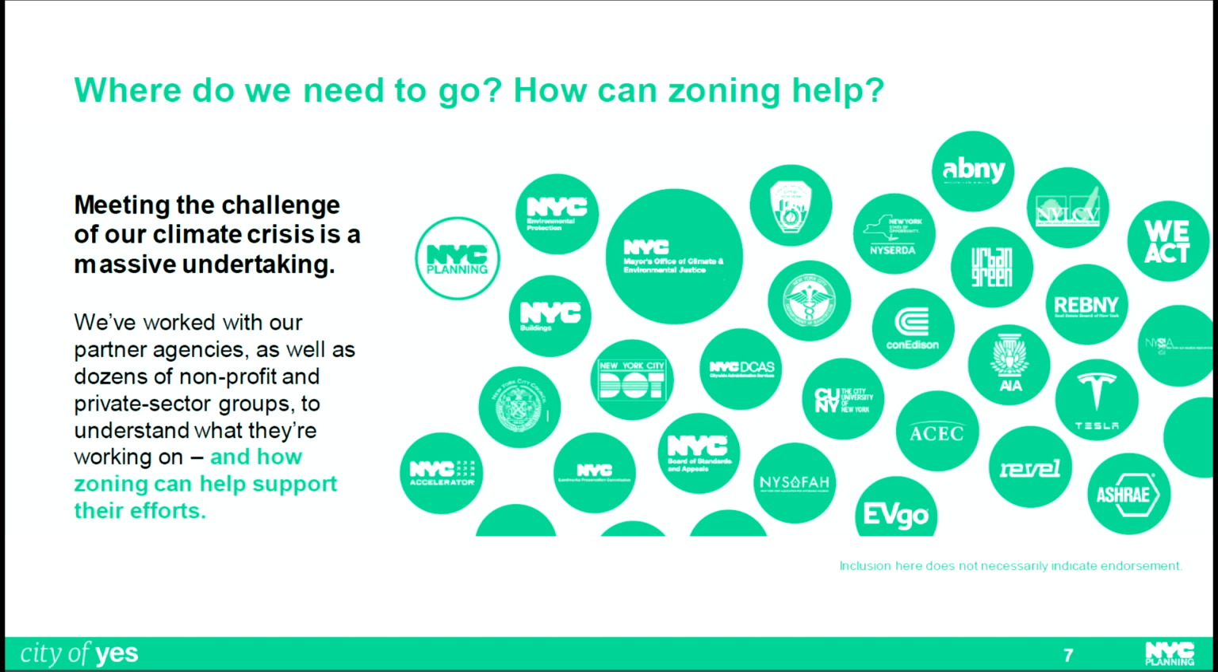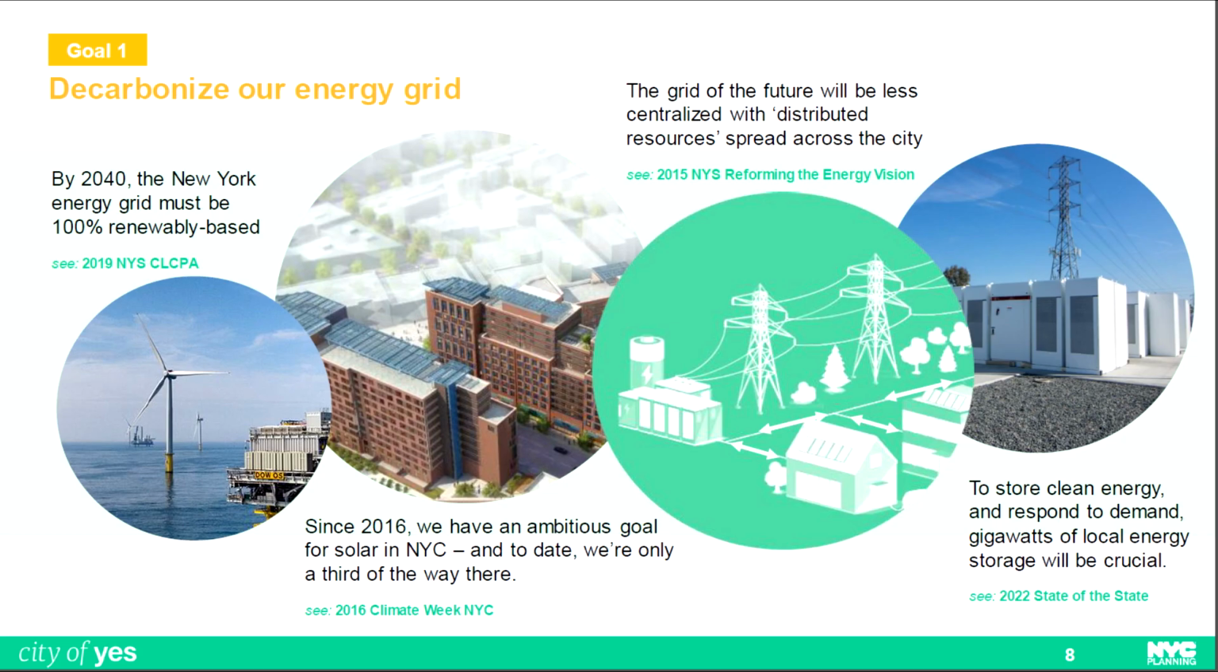And to support the cleaner, decentralized grid, we need more local energy storage, essentially large batteries dispersed throughout the city. So what can zoning do to support a decarbonized energy grid? We have 5 proposals to achieve this goal. First, rooftop solar. In many districts, there are current limits on the amount of rooftop that can be covered by solar canopies. This proposal will update rules to ensure a roof can be completely covered by solar.